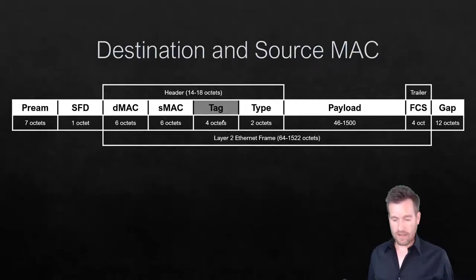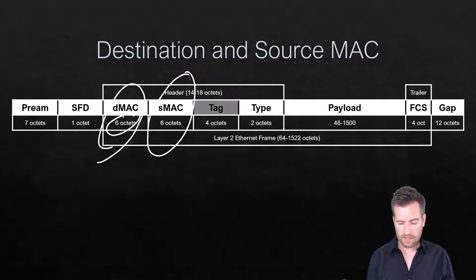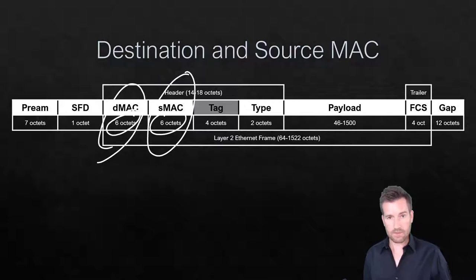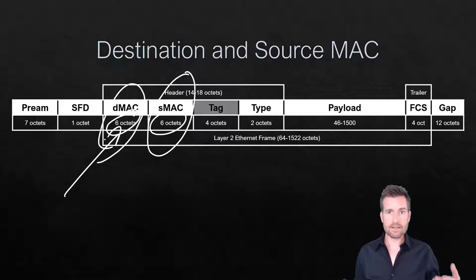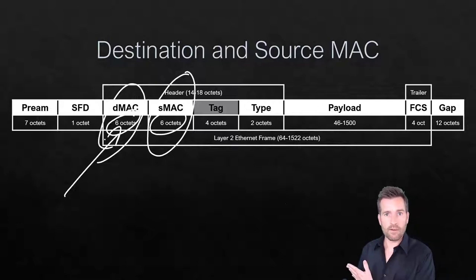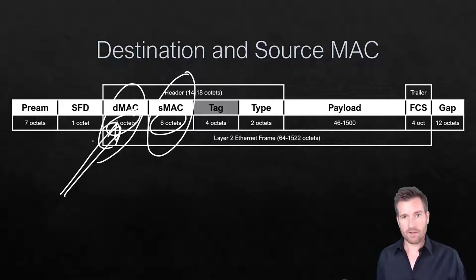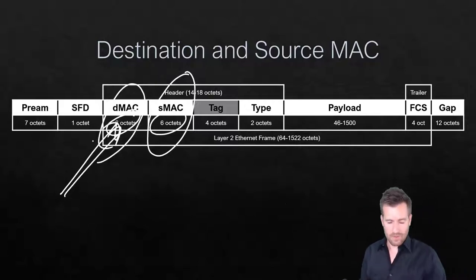Within this Ethernet frame header, we have both the destination MAC address and the source MAC address, both being 6 octets long, and an example of that we saw in a prior slide. The destination MAC address is needed so that when it sends out, the switch is going to know where to forward that information on to the next place so that it can get to its destination.